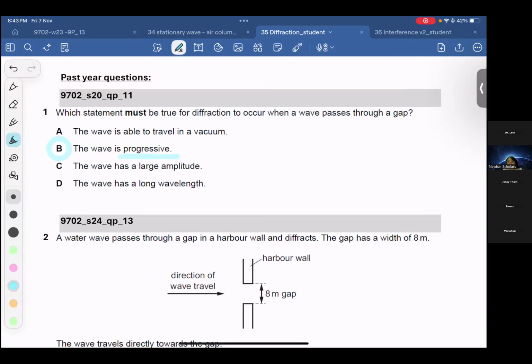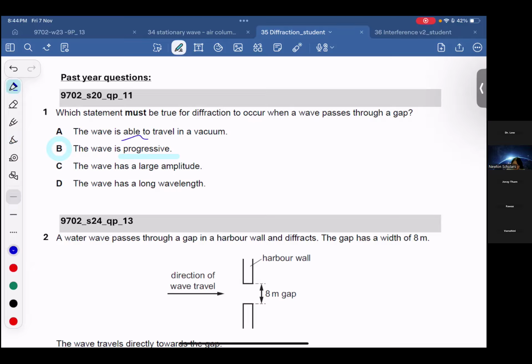Why? If you are stationary, cannot. Washini, correct? If you are stationary, you don't move. Your wave profile doesn't move. Then how do you pass through the gap? So here, B is the correct answer.